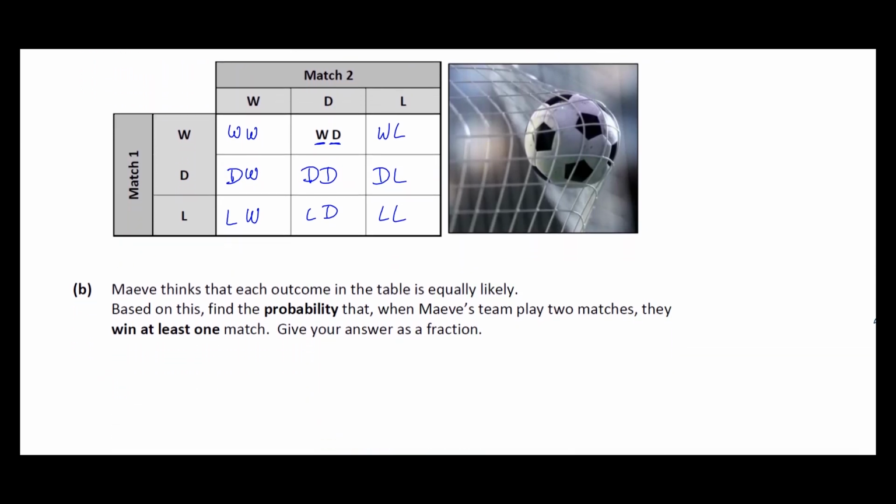Okay, now let's have a look at next part. Maeve thinks that each outcome in the table is equally likely. Based on this, find the probability that when Maeve's team play 2 matches, they win at least 1 match. Give your answer as a fraction.